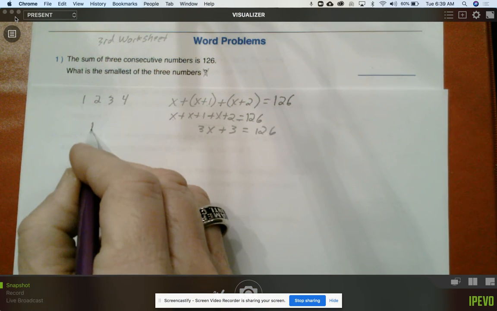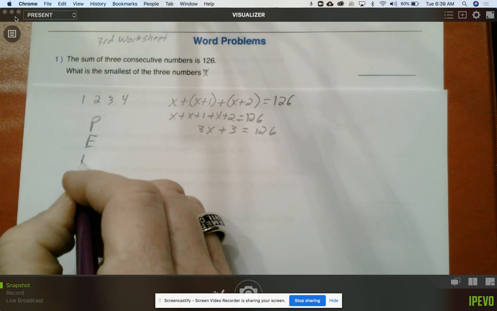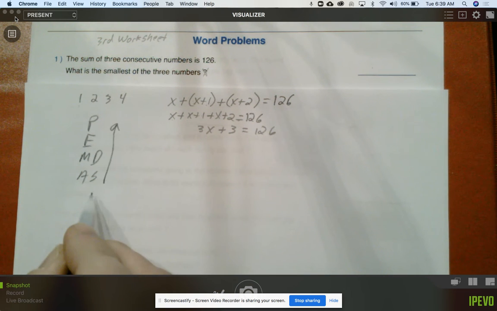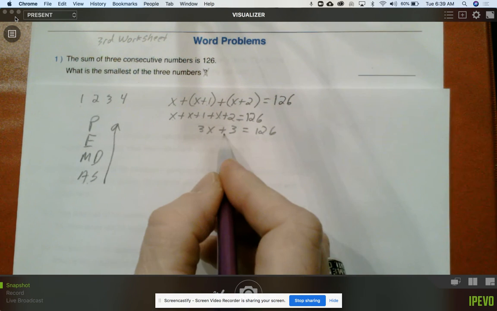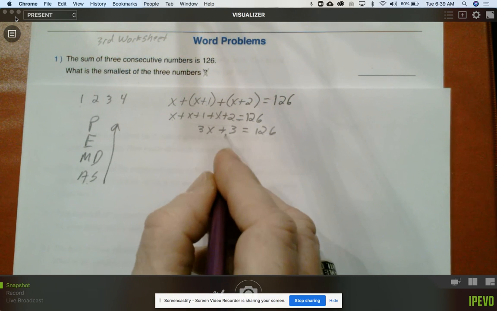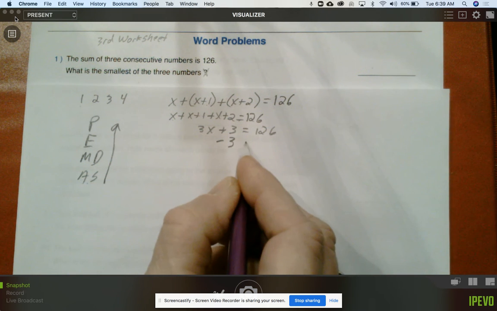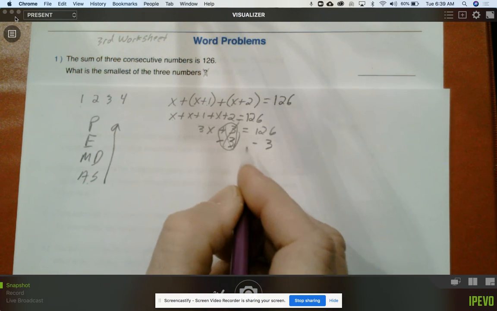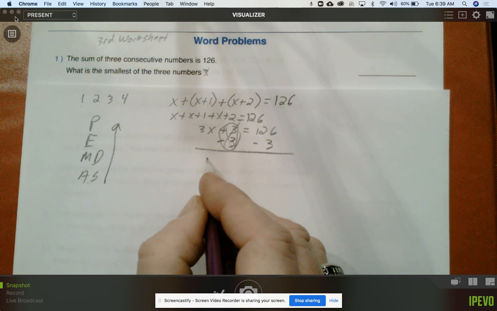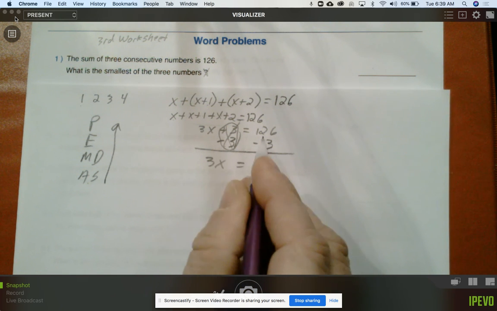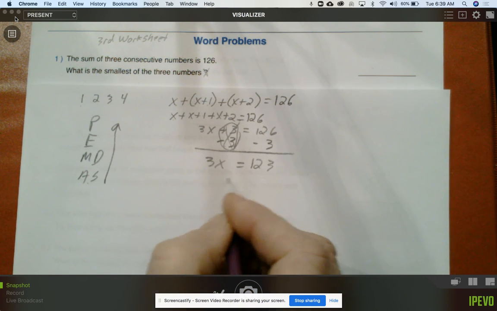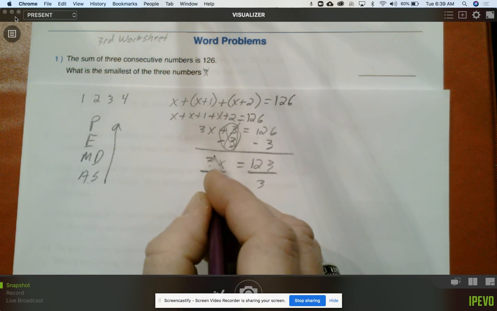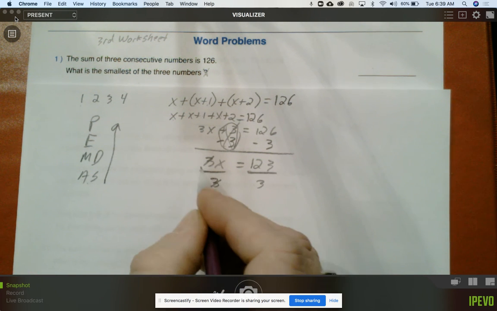Now, remember, I undo PEMDAS in reverse order. Bottom to top, I undo addition and subtraction, then multiplication and division. I have addition and multiplication, so I'm going to undo the addition first by subtracting 3 from both sides. That's a 0 pair. Now I'm left with 3x equals 123. Now I divide both sides by 3 to get x by itself. The 3's cancel.